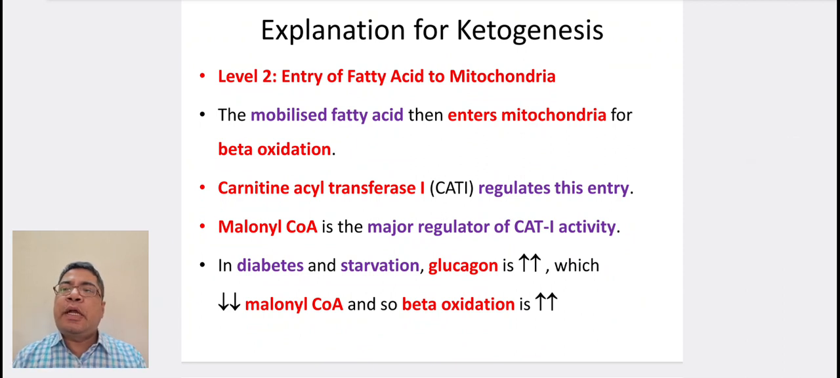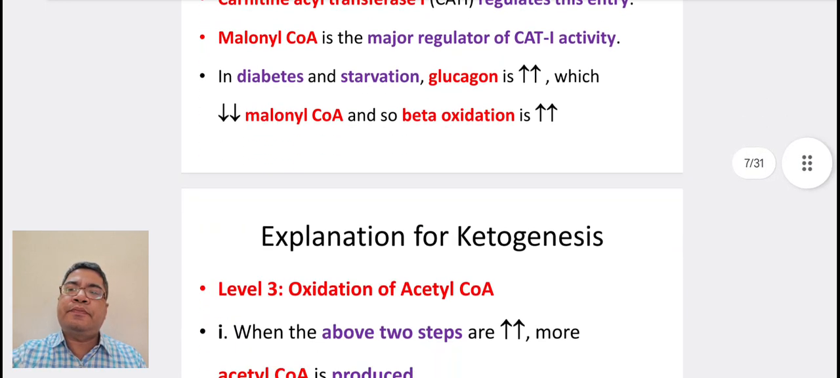Level 2 is entry of fatty acid to mitochondria. The mobilized fatty acid then enters the mitochondria for beta oxidation. Carnitine acyl transferase 1 regulates this entry. Malonyl-CoA is the major regulator of CAT1 activity. In diabetes and starvation, glucagon is increased, which decreases malonyl-CoA, and so beta oxidation is increased.